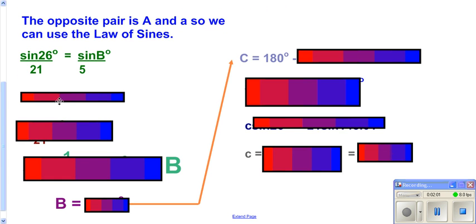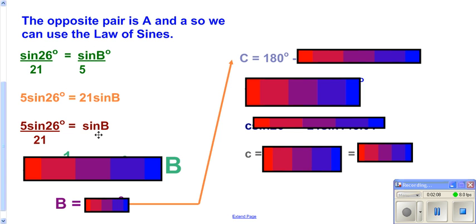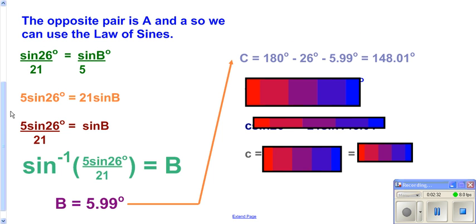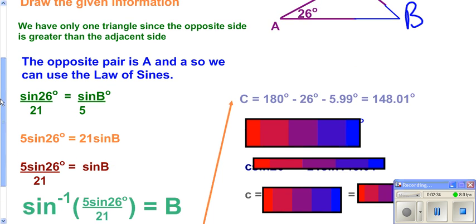So once again, you'd cross multiply. You want to solve for sine of B, so you get rid of the 21 by dividing. Now you've got to get rid of the sine. To undo sine, you do sine inverse. This is your calculator ready form. You type it in and you get this for an approximation. Well, you know angle B, you know angle A, so we can get angle C, because all your angles have to add up to 180. So go 180 minus your other two angles and you get angle C.